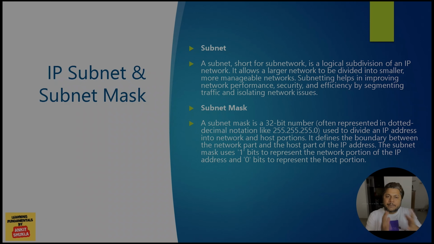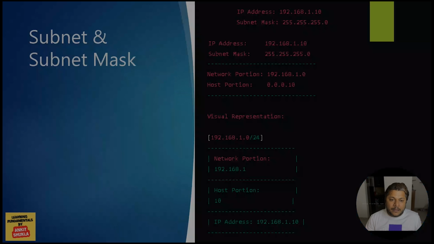On the other hand, a subnet mask is a 32-bit number, often represented in dotted decimal notation like 255.255.255.0. It is used to divide an IP address into network and host portions. It defines the boundary between the network part and the host part of the IP address. The subnet mask uses 1 bits to represent the network portion of the IP address and 0 bits to represent the host portion.